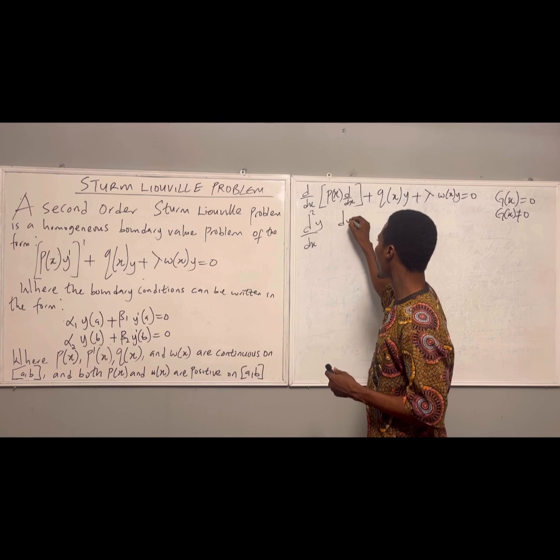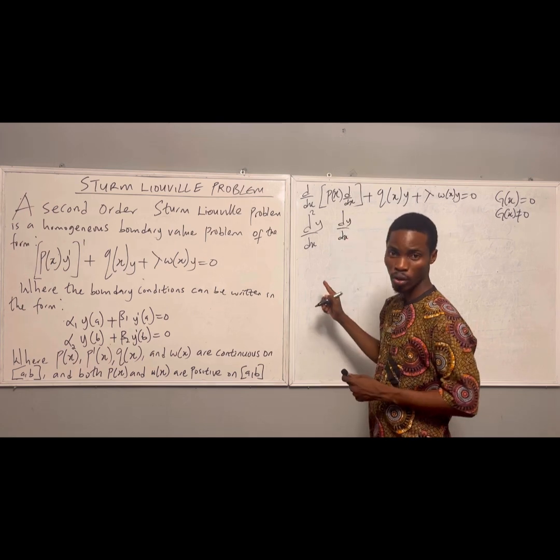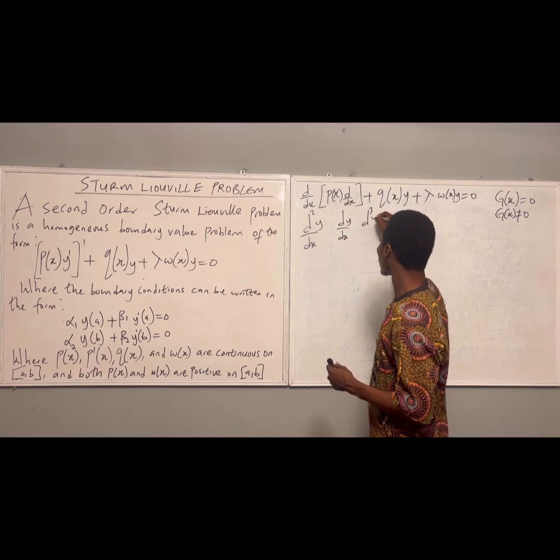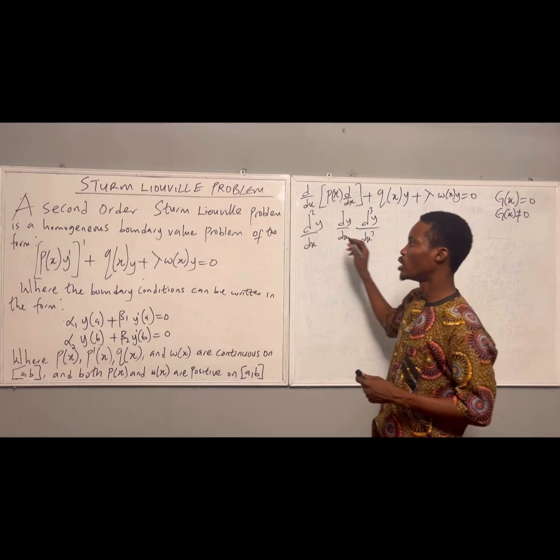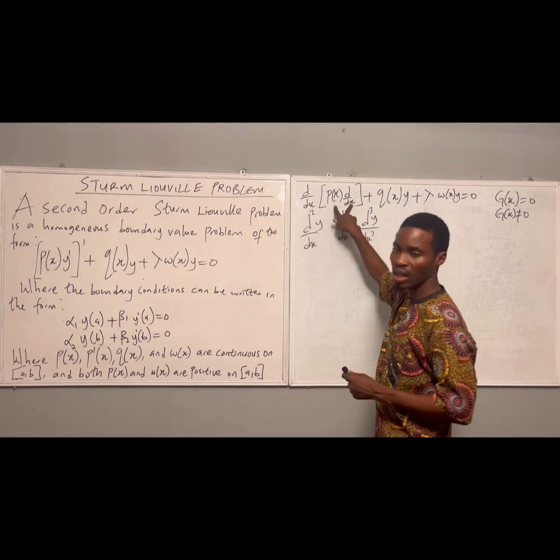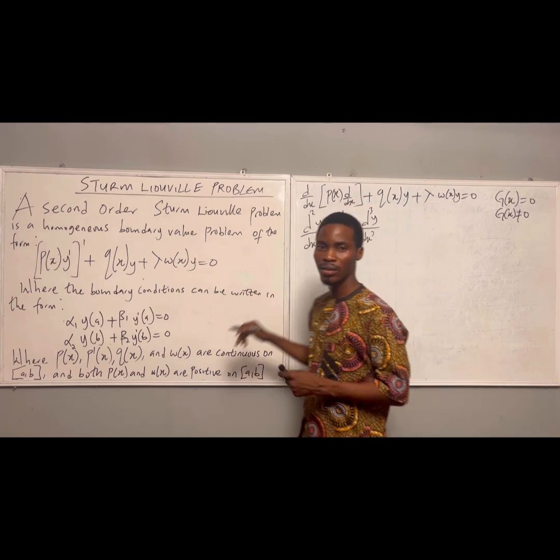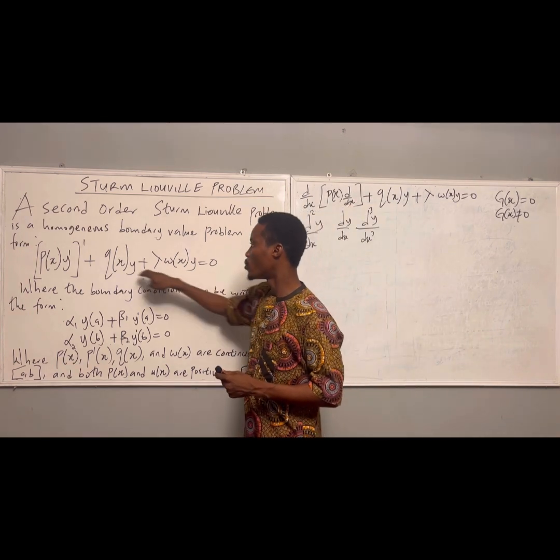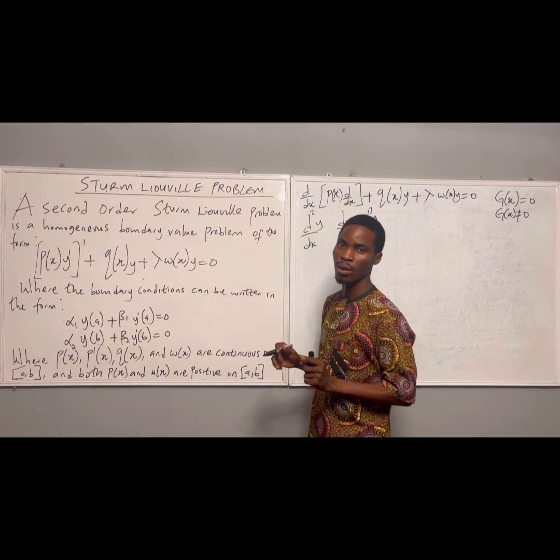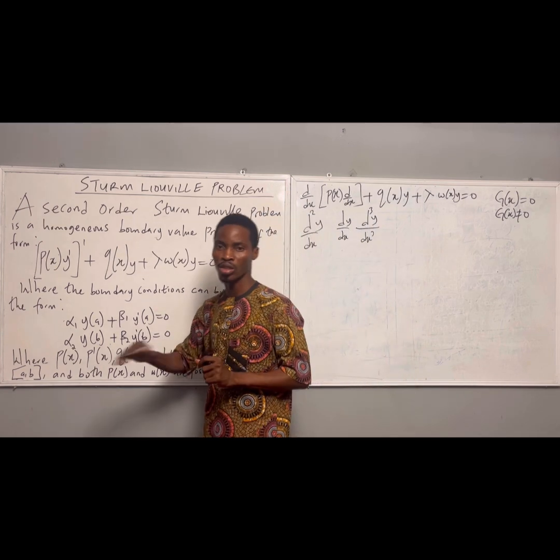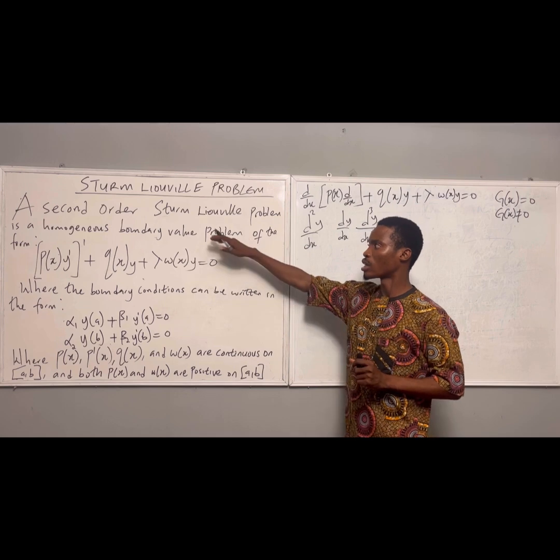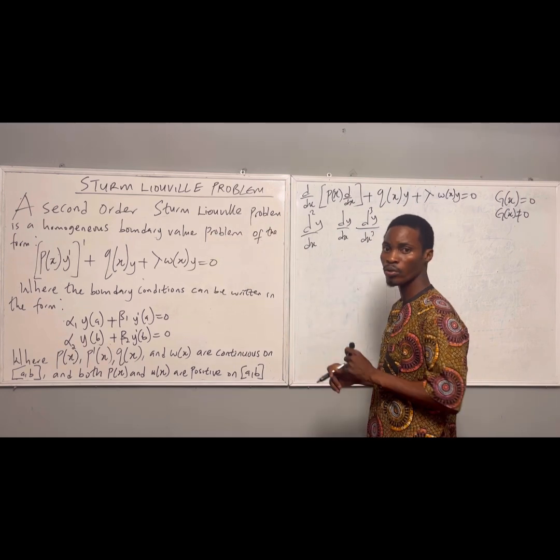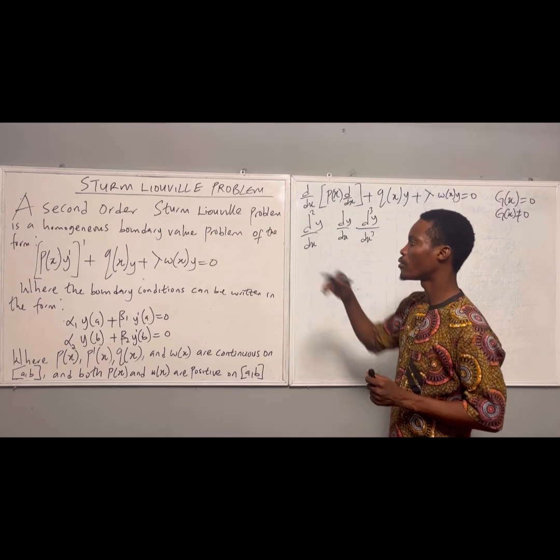If I have dy over dx, it's first order. If I have d cubed y over dx cubed, it's third order. So it must be second order. If you have any equation in this form, it's a Sturm-Liouville problem, and if it's not in this form, it is not a Sturm-Liouville problem. This is how to know when a second order equation is said to be in Sturm-Liouville general form.